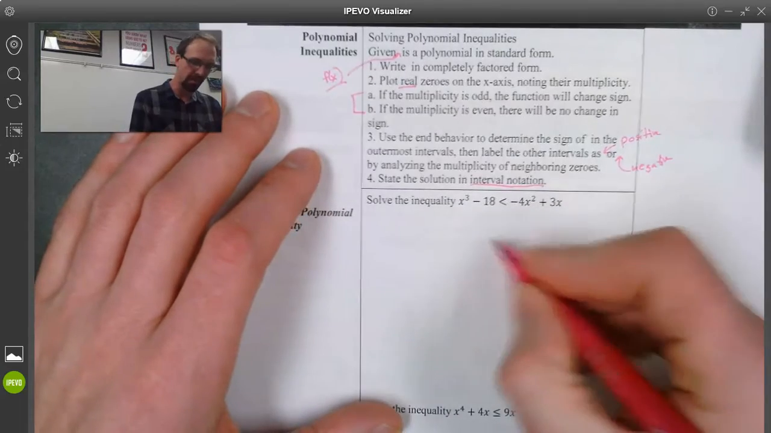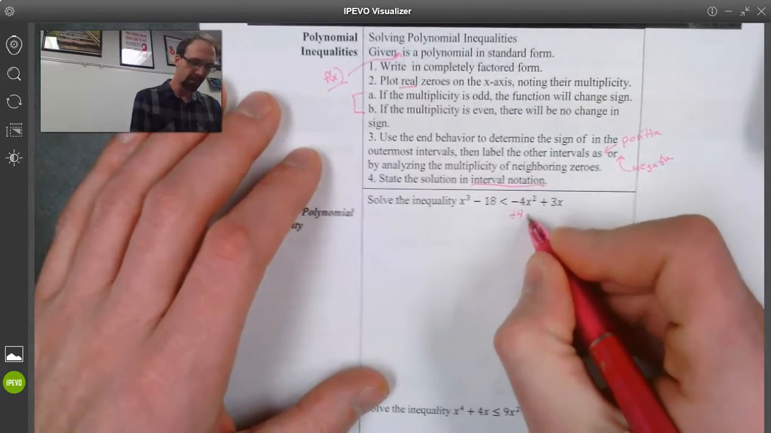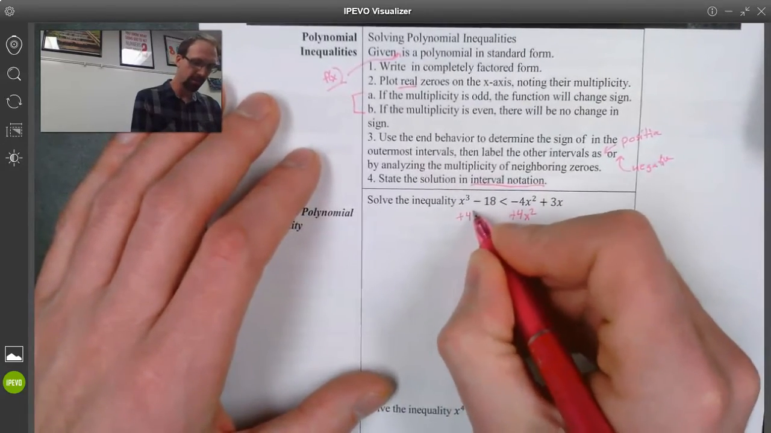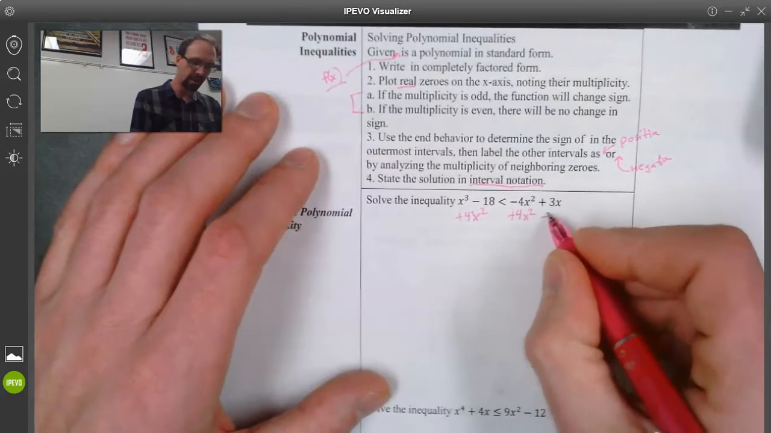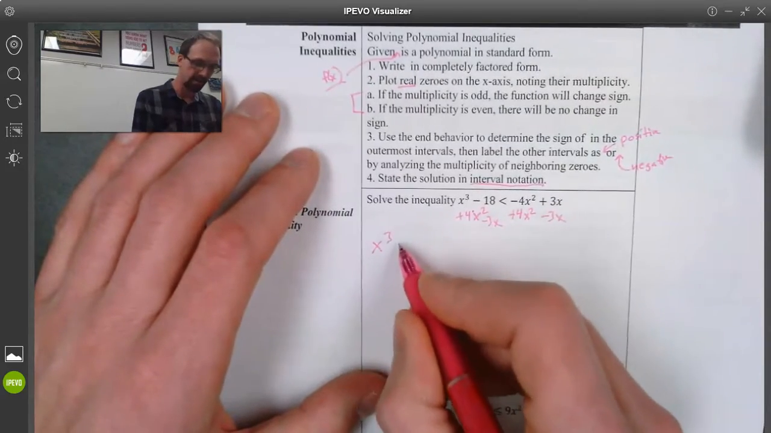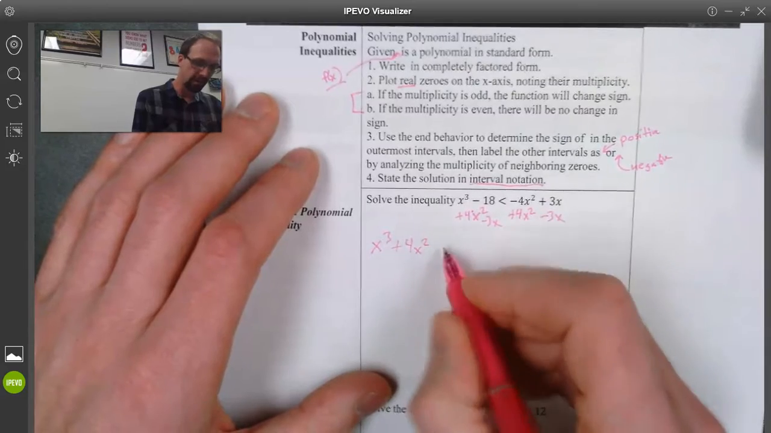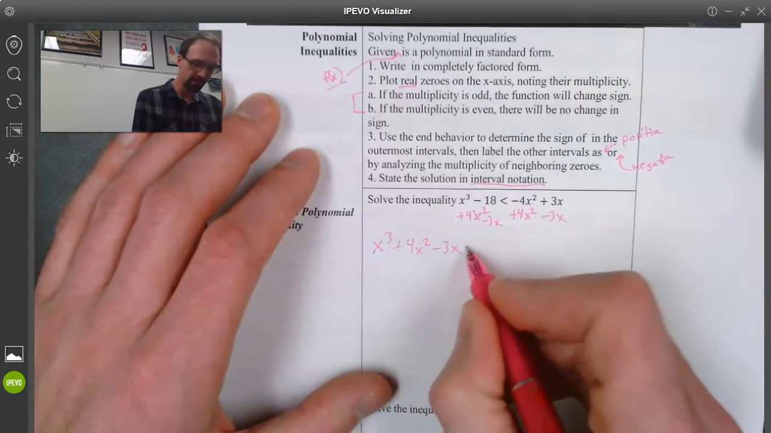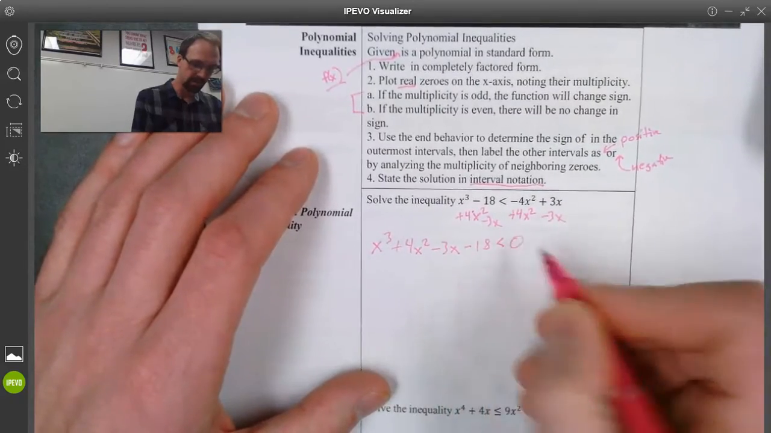So what I'm going to do is move everything over to the left-hand side. So plus 4x squared, and then minus 3x. So I have everything on the left-hand side. x cubed plus 4x squared minus 3x minus 18 is less than 0.